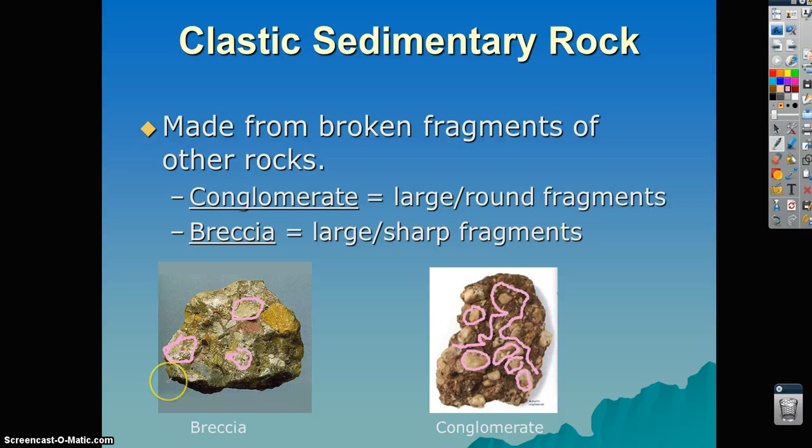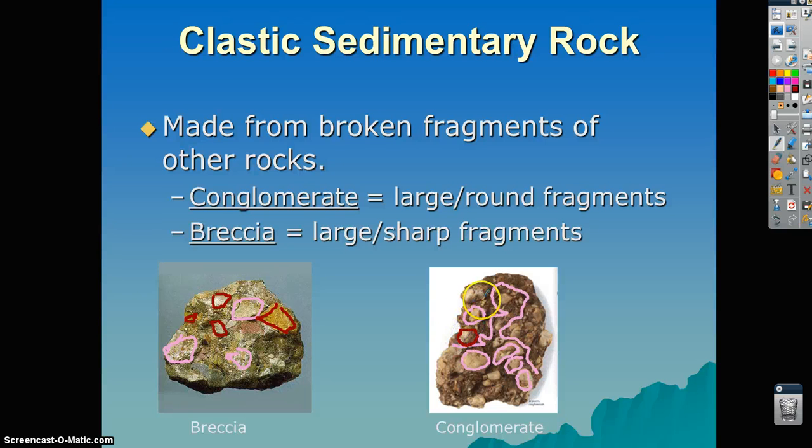So the breccia on the left side, the difference is the shape of these fragments are kind of jagged. So they're going to have little edges and points to them. They may be rectangular shaped. This one right here is kind of teardrop shaped. So they're going to have points and edges to them. These over here in the conglomerate are rounded.